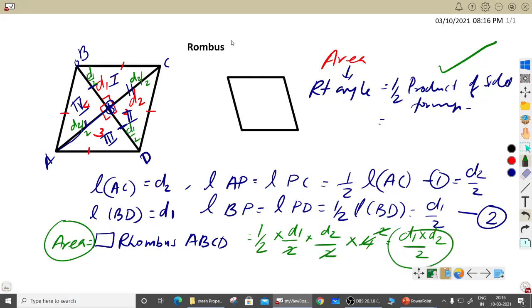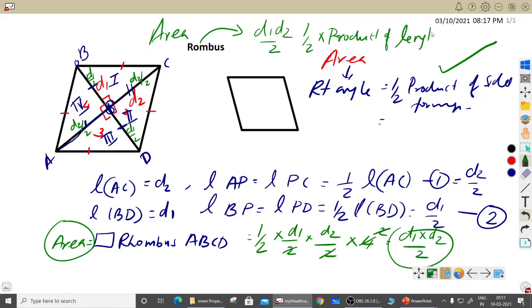How will we write that? Area of rhombus. What is it? Area of rhombus is calculated by the formula D1 D2 upon 2. In words, half into the product of length of diagonals, my dear students. This is the learning now.